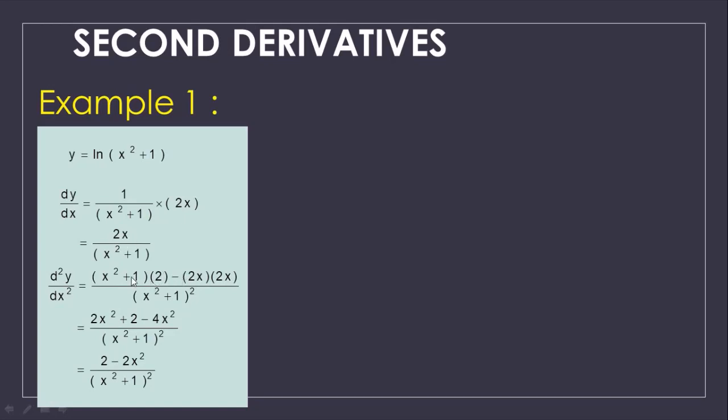Minus u, which is 2x, multiply by v prime, which is differentiate x squared plus 1, over v squared. And then we expand and simplify the equation, and we get the final answer, the second derivative of y, 2 minus 2x squared over x squared plus 1 squared.